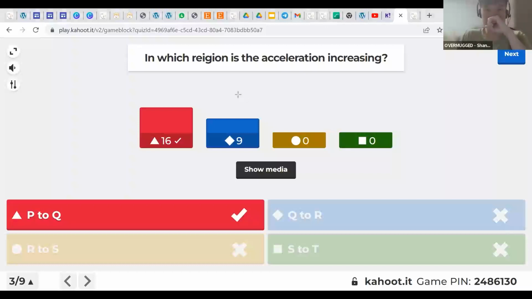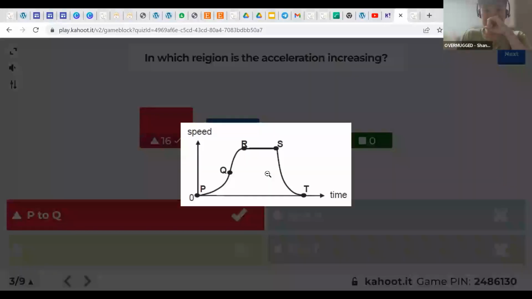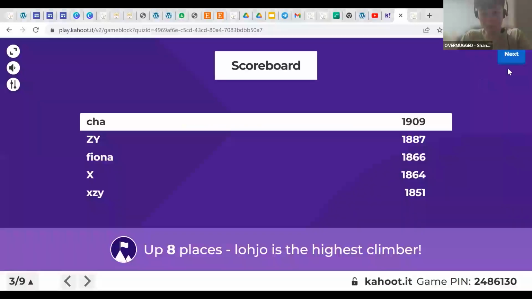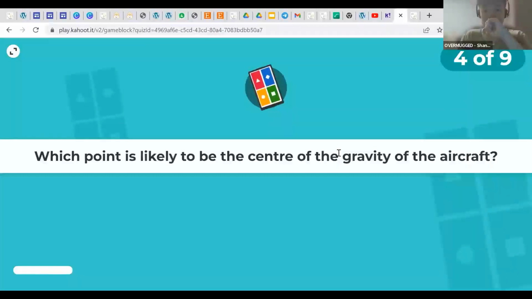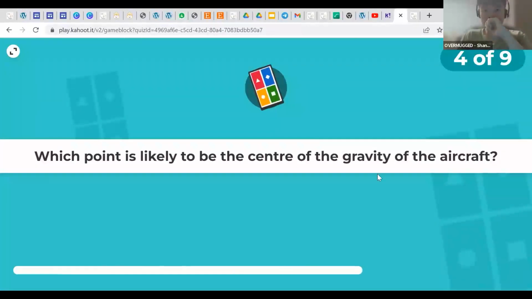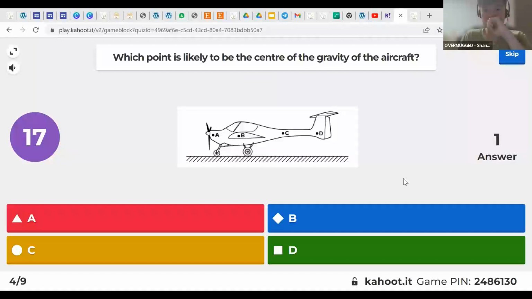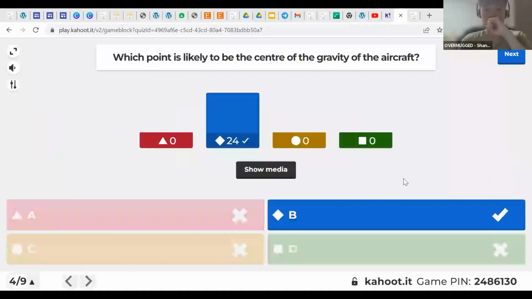What happened? Okay. Speed time graph, gradient is acceleration, right? Can you see the slope is increasing, getting steeper over here? P to Q. Okay, Q to R, your slope is getting more gentle. It's flattening out already. So that's decreasing acceleration. Wow, everyone correct. Wow, nice, nice.